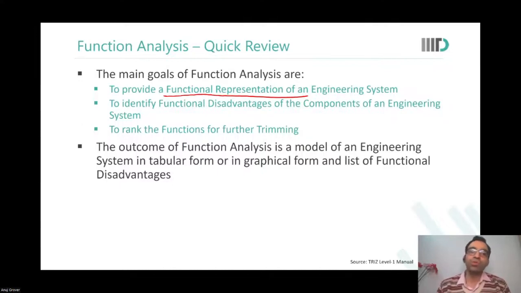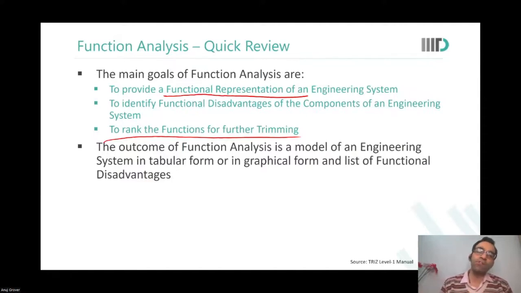Okay. To identify functional disadvantages of the components of an engineering system and to rank the functions for further trimming, for further action. Okay, this is such a costly component, but it is not performing a sufficient amount of functions. So let us trim it and let us give the function that it is doing to something else.